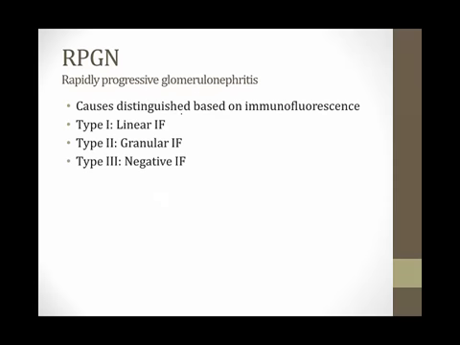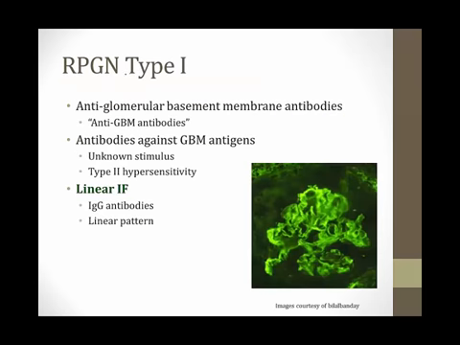There are a number of ways to categorize the causes of RPGN, but one that is commonly used is to distinguish the different causes based on the pattern of immunofluorescence. Type 1 RPGN is RPGN that has linear immunofluorescence staining, type 2 has granular immunofluorescence staining, and type 3 has negative immunofluorescence staining. Let's talk about type 1 first.